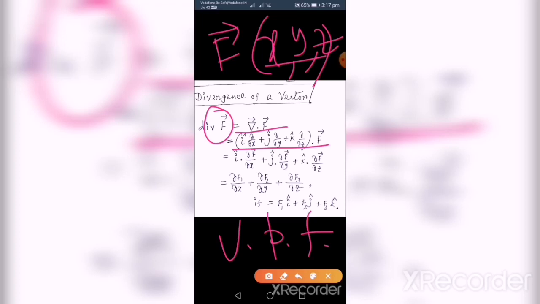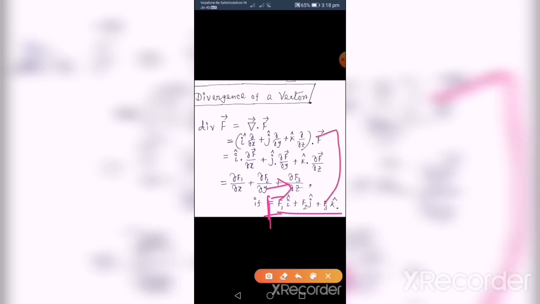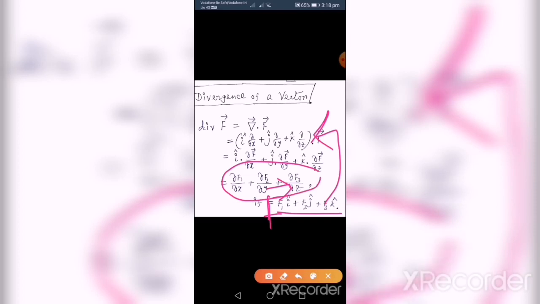So i dot del f/del x plus j dot del f/del y plus k dot del f/del z. If in particular the vector f equals f1 i plus f2 j plus f3 k, then the divergence of f can be obtained by putting this expression of f here. We will get the divergence of f as del f1/del x plus del f2/del y plus del f3/del z.